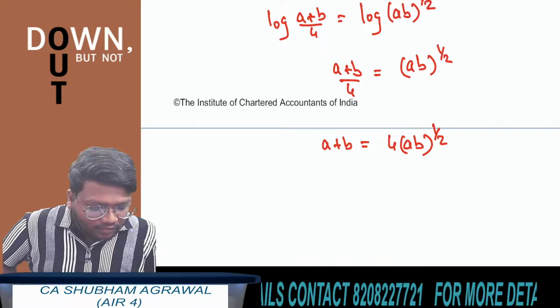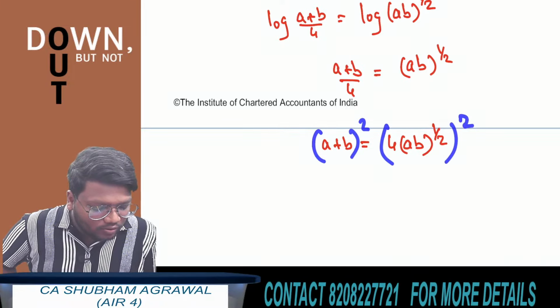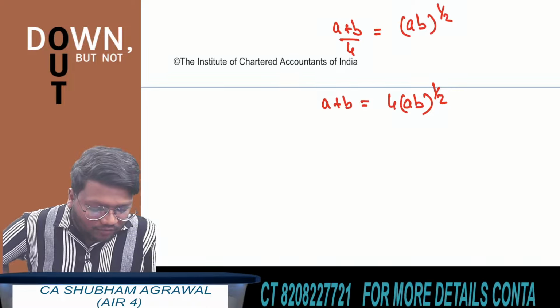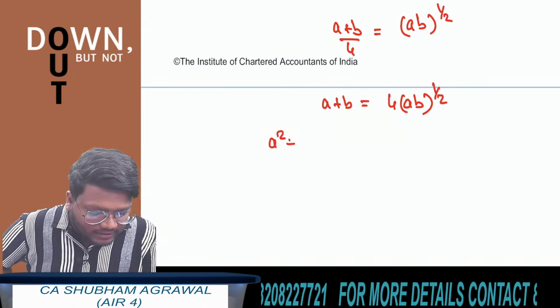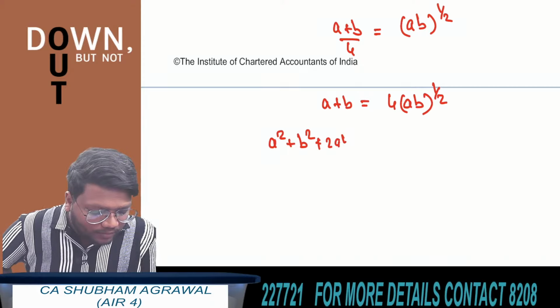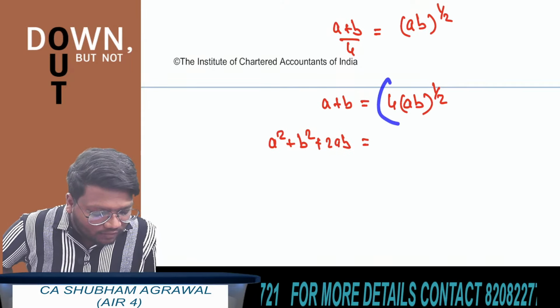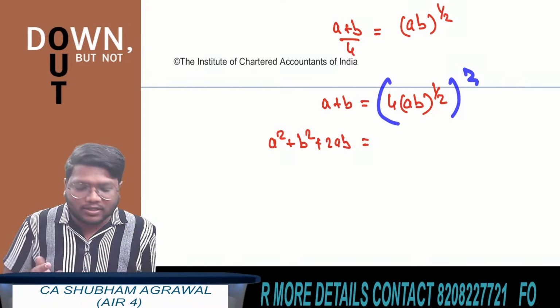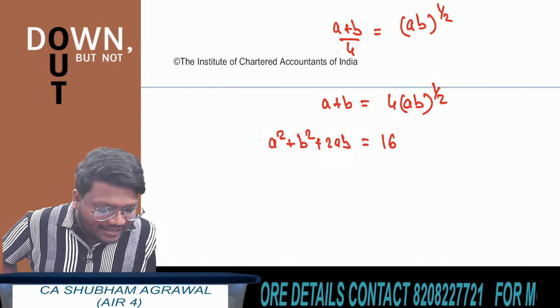Now what we can do here, we can take square on both the sides. So by taking square on both the sides, what we will get? A plus B whole square is A square plus B square plus 2AB. And what is the square of this thing? 4 square is 16. And AB to the power 1 by 2 square is AB. So we can write it as 16AB.